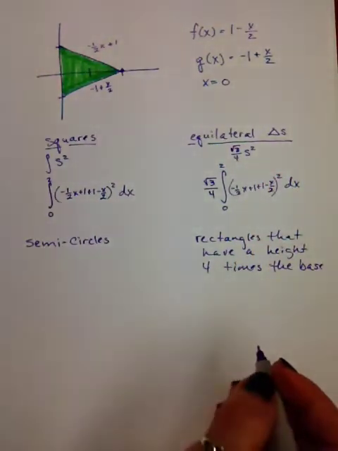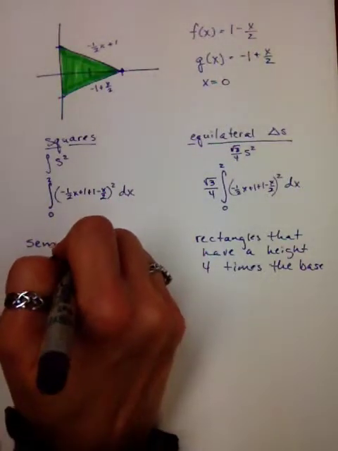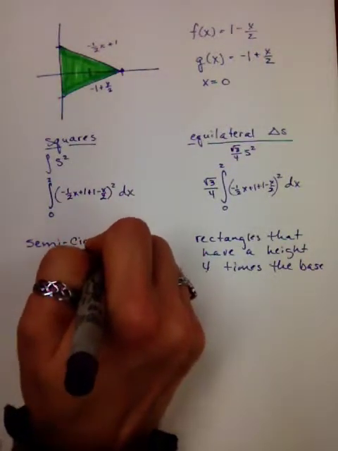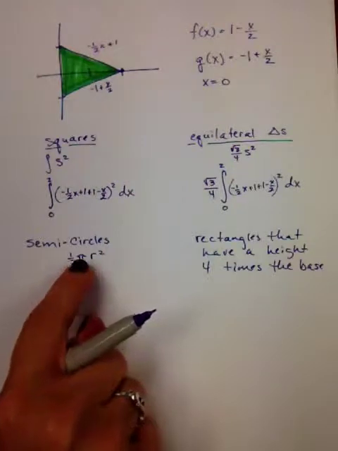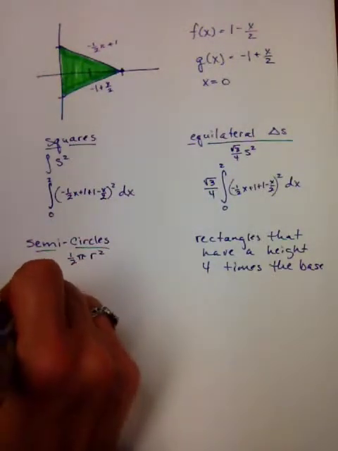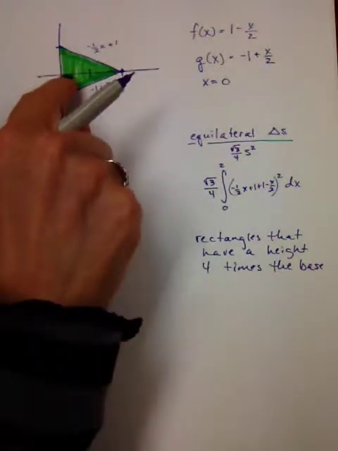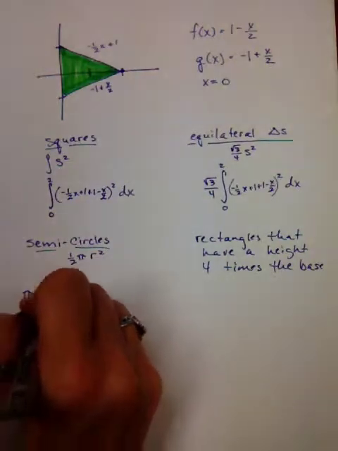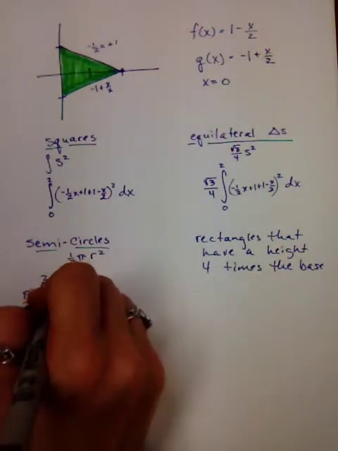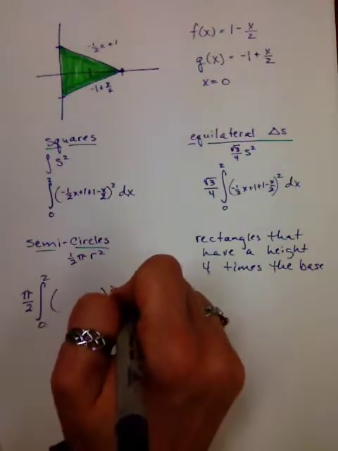If they were semicircles, I know the area of a semicircle is 1 half pi r squared. The 1 half pi usually gets written as pi over 2, and that's outside of our integral. We're still adding up semicircles from 0 to 2. It's the radius that's a little tricky. I'm going to square my radius. It's with respect to x.